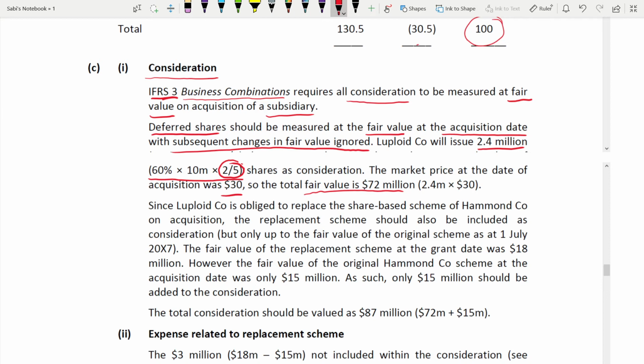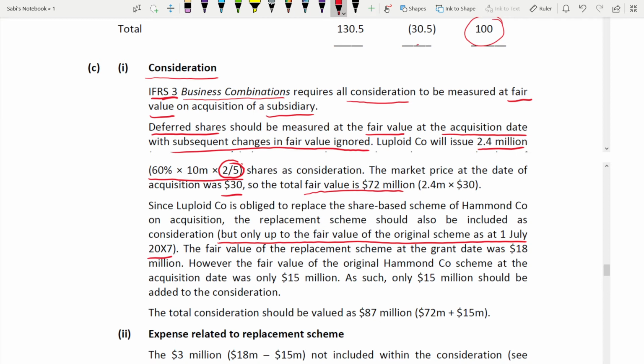Since Luploid is obliged to replace the share-based scheme of Hammond on acquisition, the replacement scheme should also be included as consideration, but only up to the fair value of the original scheme as at 1st July 2007. Because they are obliged for the replacing of the share based scheme. So what does it say? You have to take that also in the consideration when you're taking the consideration amount, but not everything. From there, what are you taking? Only up to the fair value of the original scheme which has been replaced.